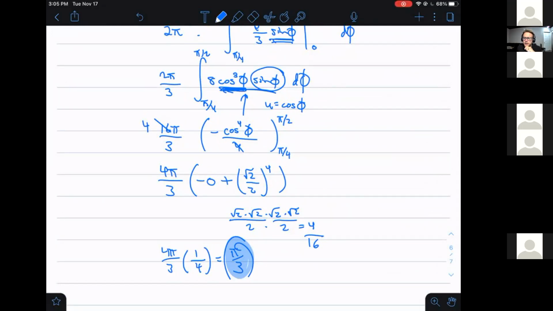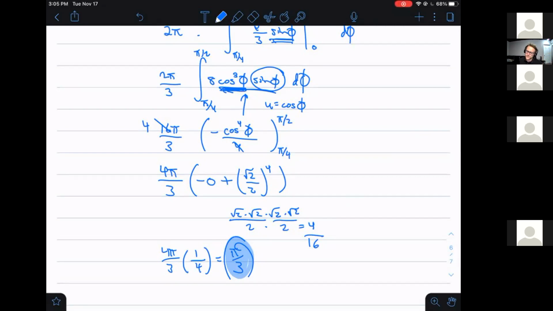All right, let me catch up on chat a little bit. Aiden asks, what's the main difference between a double and a triple integral? So I guess one simple way you could say it is how many variables there are, right? With a double integral, you're going to have 2 variables. With the triple integral, you're going to have 3 variables.